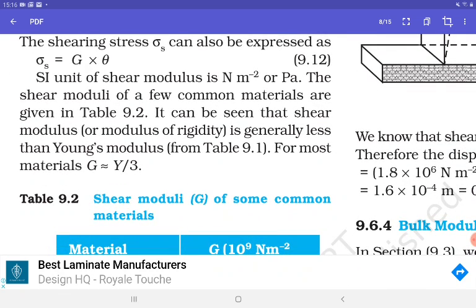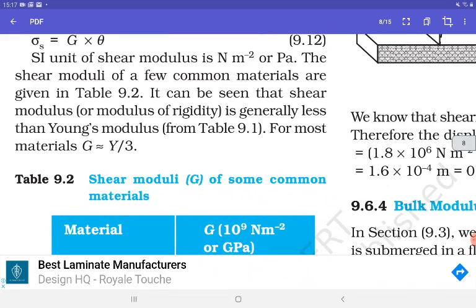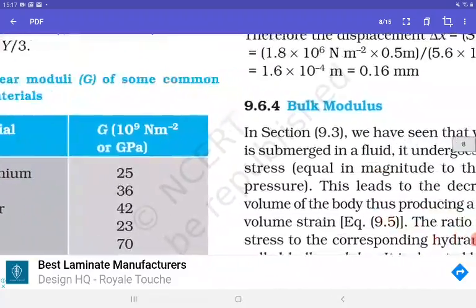The shear moduli of a few common materials are given in the table. It can be seen that shear modulus is generally less than Young's modulus. For most materials, G is equivalent to Y divided by 3.